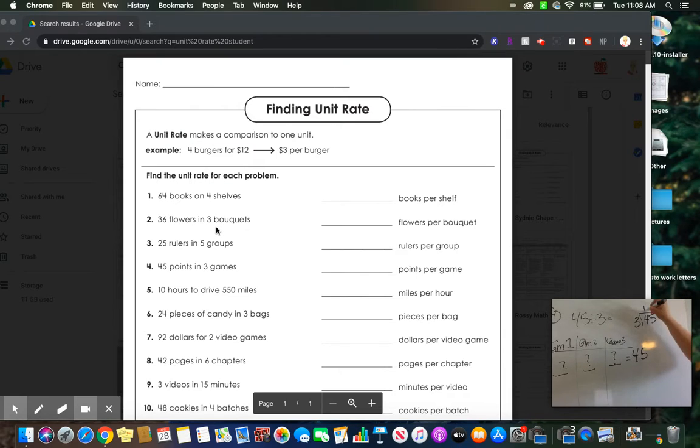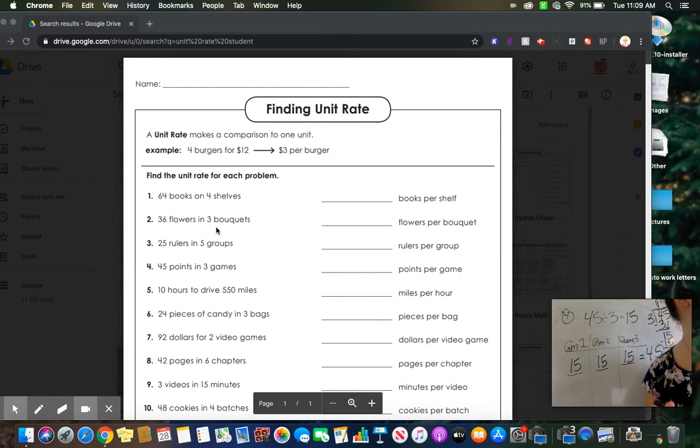3 goes into 4 one time. 3 times 1 is 3. You subtract. 4 minus 3 is 1. Bring down the 5. Now ask yourself, how many times does 3 go into 15? Well, I know 3 times 5 is 15, so it goes in 5 times. 5 goes up. 5 times 3 is 15, and you subtract, you get nothing left over. Guess what? 15 is your answer. That means that in game 1, 15 points were scored. In game 2, 15 points were scored. In game 3, 15 points were scored. And that equals a total of 45 points. So it's 15 points per game equals 45 points in all.